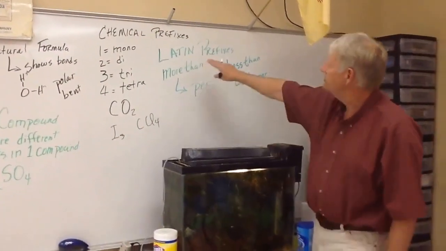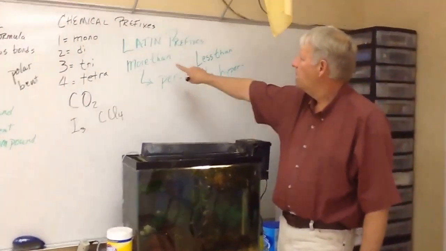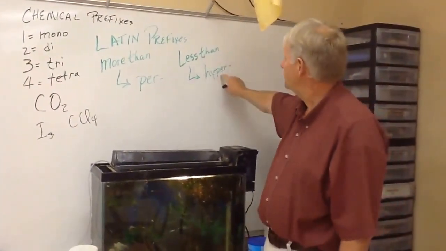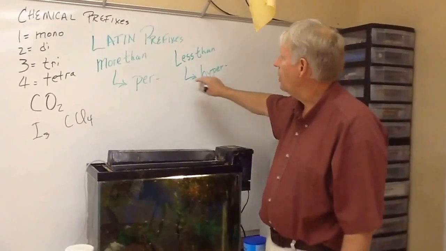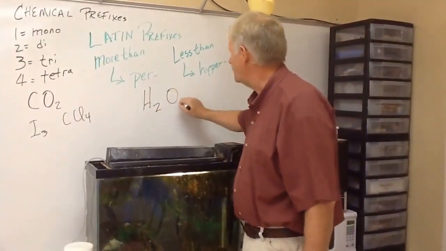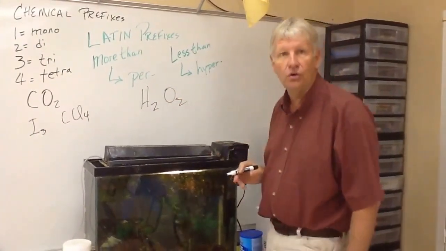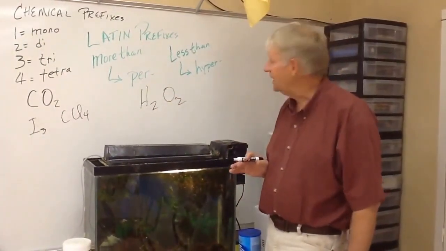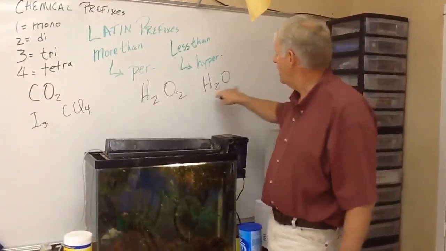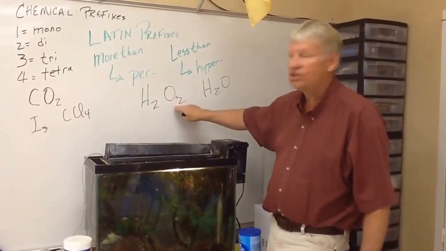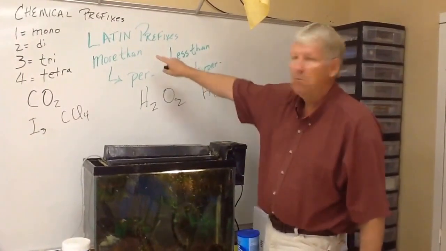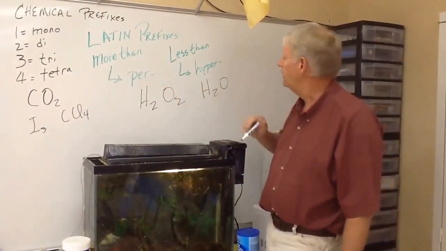Now, then we talk about some Latin prefixes. More than, the Latin word for more than is per, and then less than is hypo. So if it's more than, for example, we're going to talk about hydrogen peroxide, H2O2. That's kind of interesting. What they're saying is that's more than water. Water is H2O, but we have an extra oxygen, so in the Latin prefix, hydrogen peroxide means it's more than the oxygen that's in water.